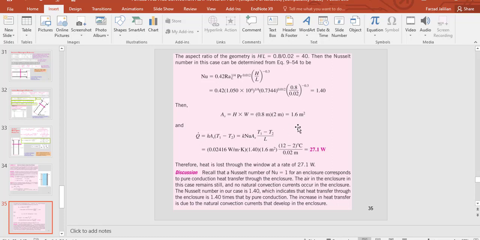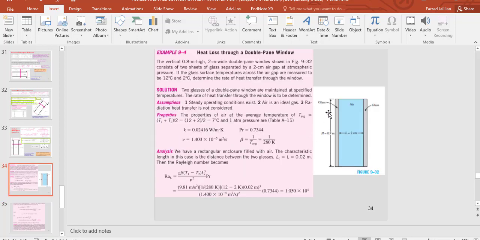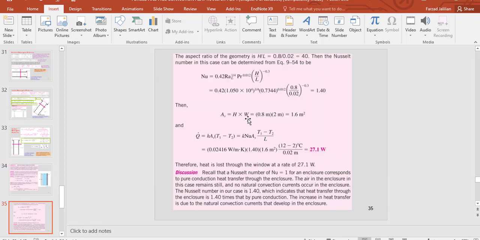We need also AS. What is AS? The surface area of convection heat transfer, which is H times the width of that, which is also given, 0.8 times 2 meter. So AS will be 1.6 meters squared. By substitution in Newton's law, we will find the convection heat transfer. So the rate of heat transfer will be 27.1 watt for this double pane window.